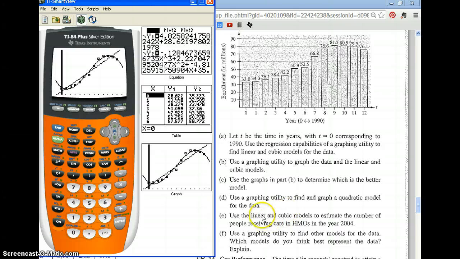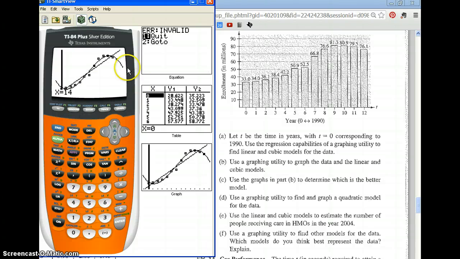Okay, now it says use the linear and the cubic models to estimate the number of people receiving care in HMOs in the year 2004. We knew from our graph that this went all the way up from 1990 up to 2002. So 2004 would be if we had 14. Now, there's multiple ways that you could do this. One way would be to go to second trace, and you could hit number 1 and hit a value. And so we would want to type in 14, and you hit enter, and it says invalid.